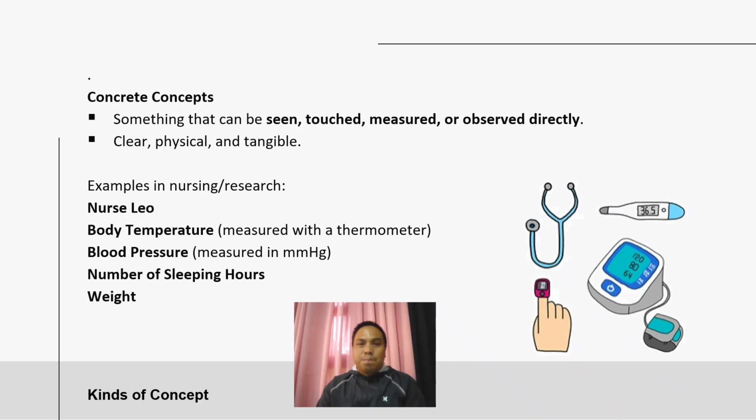That is a specific person who can be physically observed. Your body temperature, measured using a thermometer. We have your blood pressure, which is measured in millimeters of mercury. And then we have your number of sleeping hours, which is directly counted and recorded. And then we have your weight, which is measured with a weighing scale.